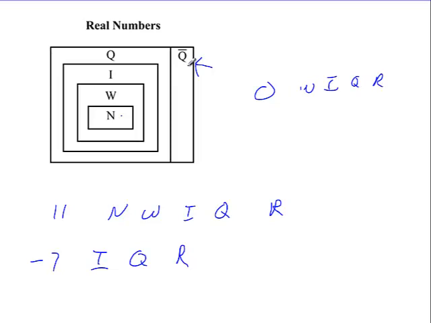There's very few numbers that are irrational. If I looked at pi, I would say, well, it's an irrational number and it's a real number. Notice that numbers can either be rational or irrational. They can't be both. So I can't have an integer and an irrational number. If I have an integer, it's also a rational number.